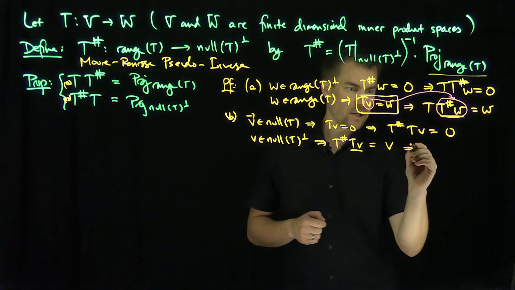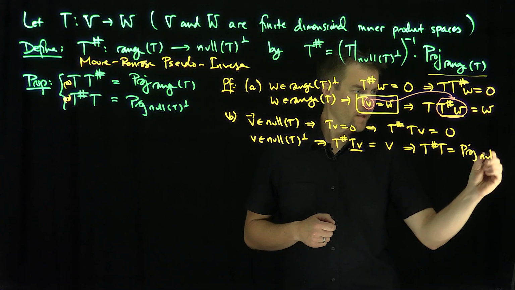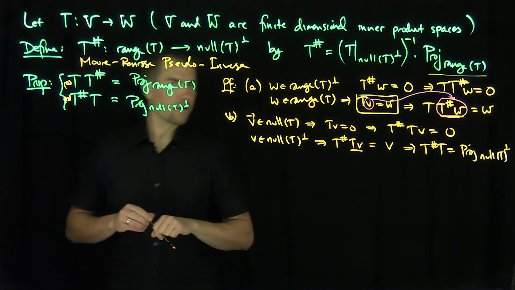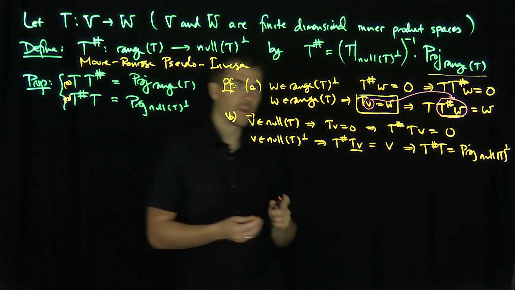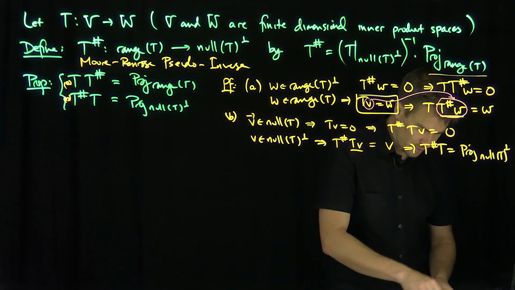And so that tells me that T sharp T is the projection onto the null space of T perpendicular. Exactly. Great. So that proves this first proposition. Now this proposition is very, very useful in the following sense. So let's do this next case.